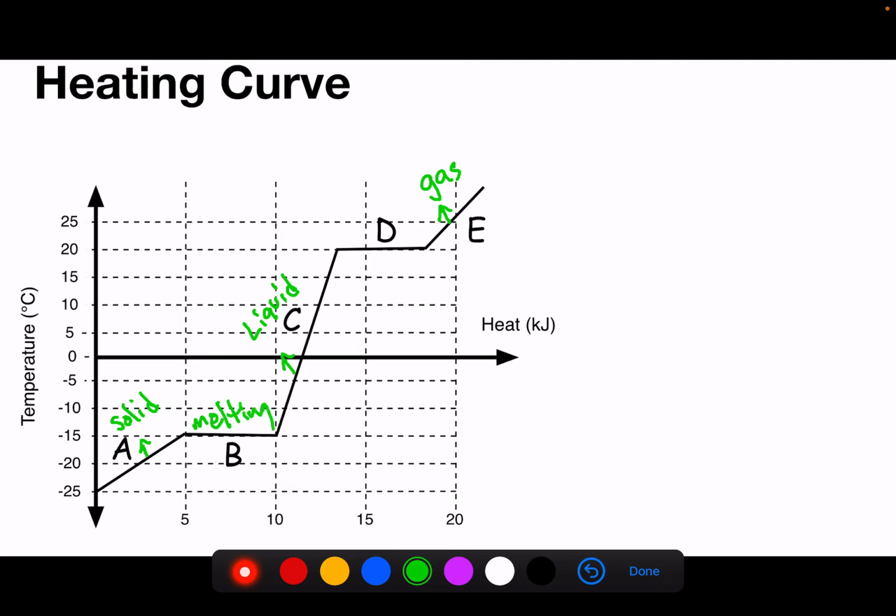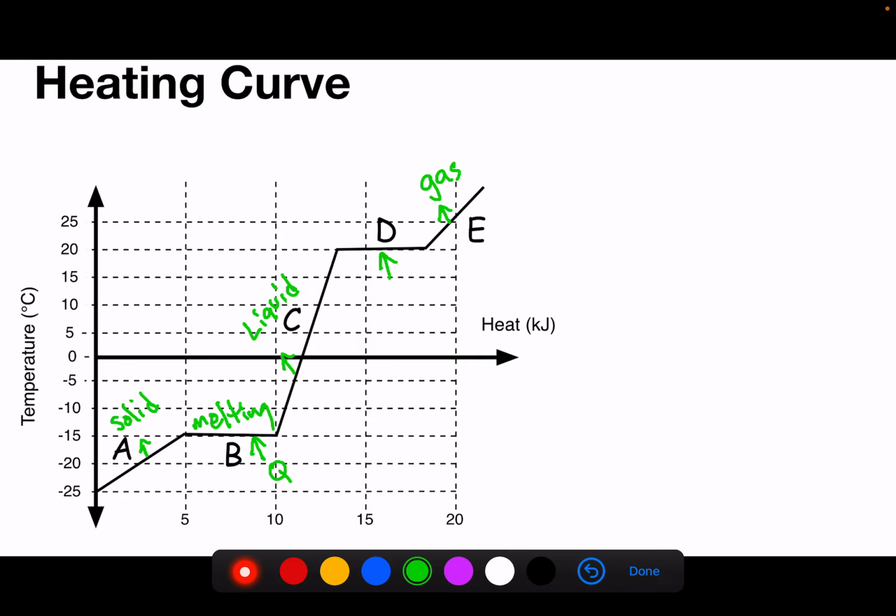Very important to realize that when the substance is melting, the temperature is not changing. All of the energy that you're adding is going into breaking the bonds that were holding the substance together. So in region D, you're breaking the bonds that were holding the liquid together, and it's turning into a gas.